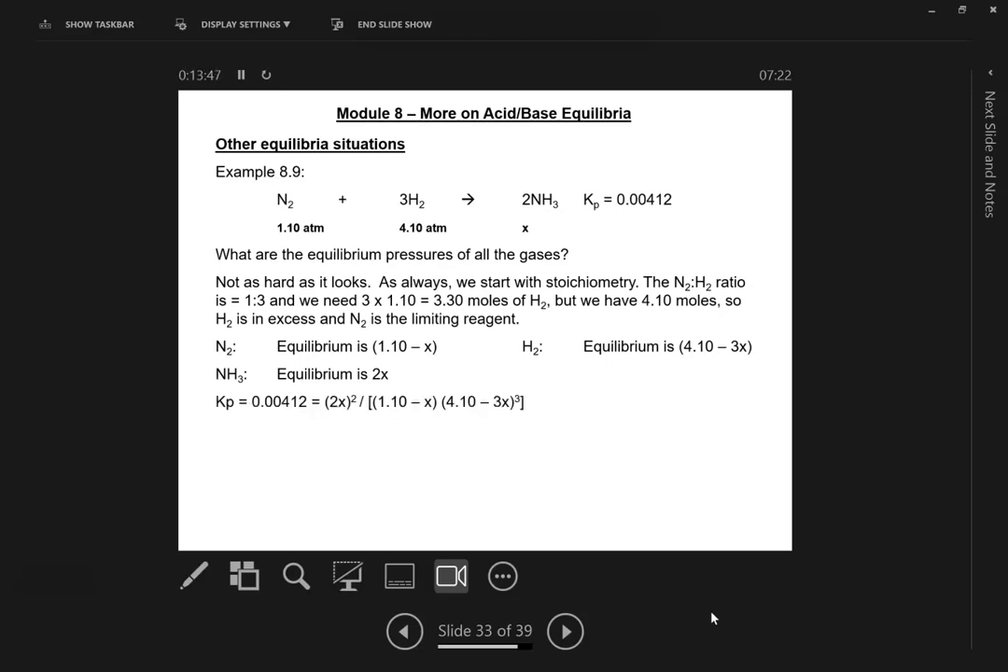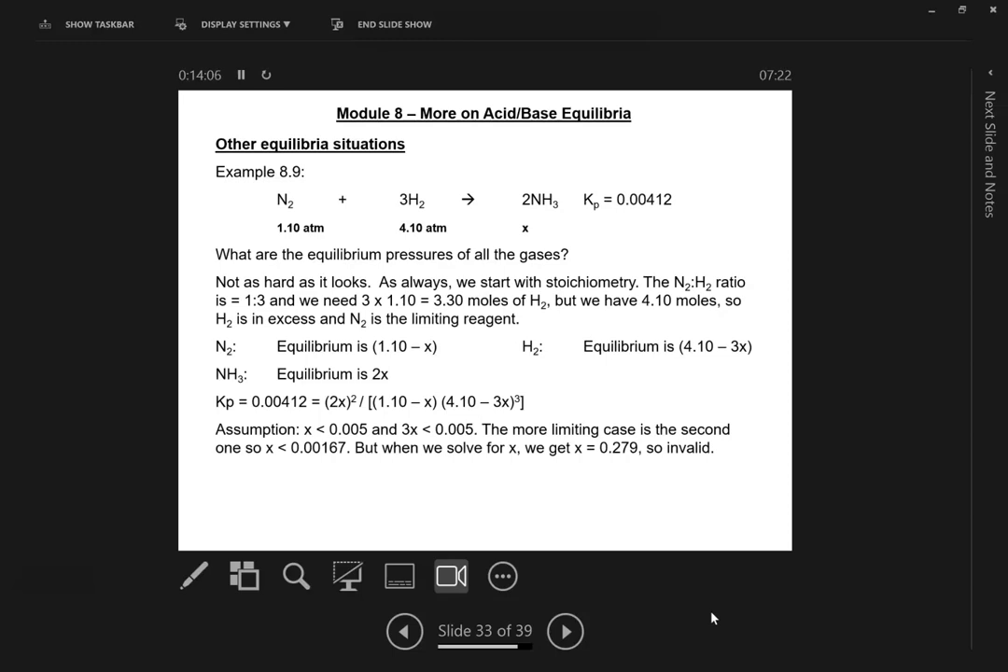All right, so now I can write a K. It's built on pressure instead of concentration, but that's okay. So Kp is 0.00412, and that's equal to (2x) squared divided by the product of my left side reagents. I make an assumption that x is smaller than 0.005, or that 3x is smaller than 0.005. The more limiting case is the one on the right, the second one. So x is 0.00167, but when I solve for x, I get 0.279, not valid.